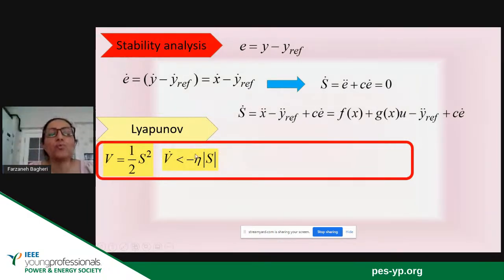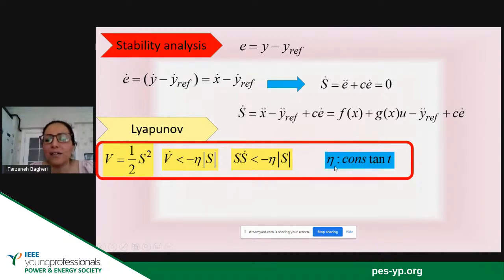existence, you should prove that the derivative of this Lyapunov function is strictly less than a negative value. What is this negative value? Minus eta magnitude of s. So in this situation the Lyapunov function is 1 over 2 s squared, and v dot, which is s s dot, should be less than minus eta absolute s. And eta is a large constant value, and it should be positive.